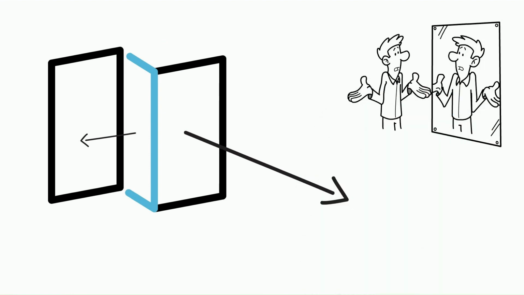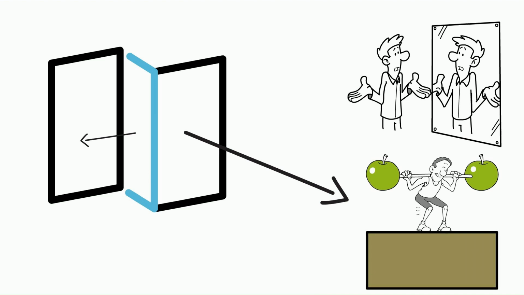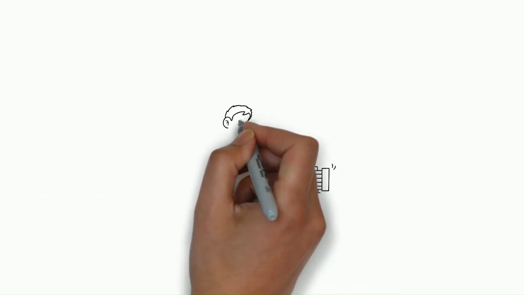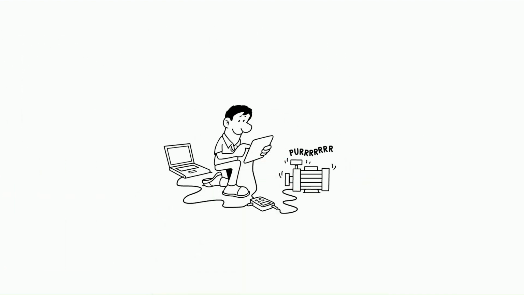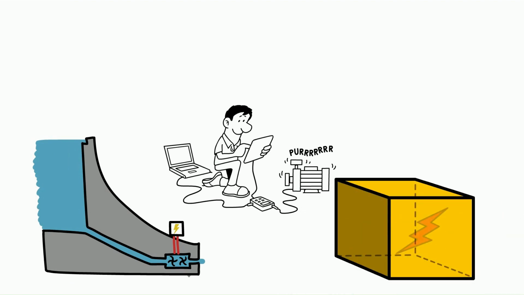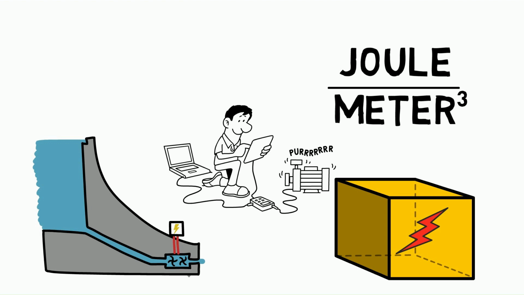A system under pressure has the capacity to perform work on its surroundings. Pressure is a measure of potential energy stored per unit volume. It is therefore related to energy density and may be expressed in units such as joules per cubic meter.